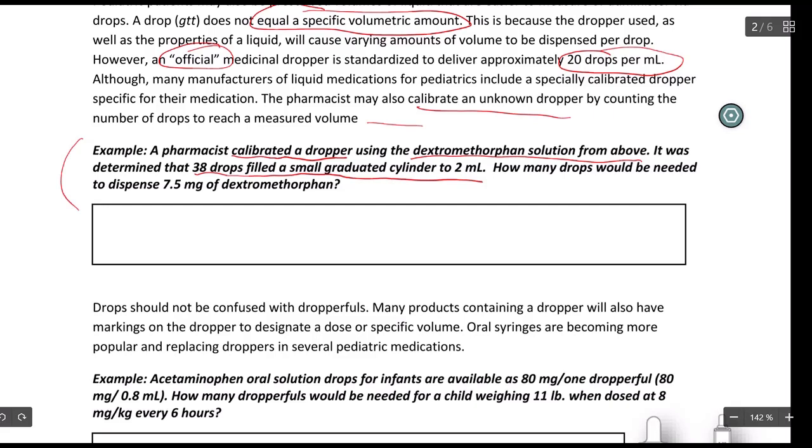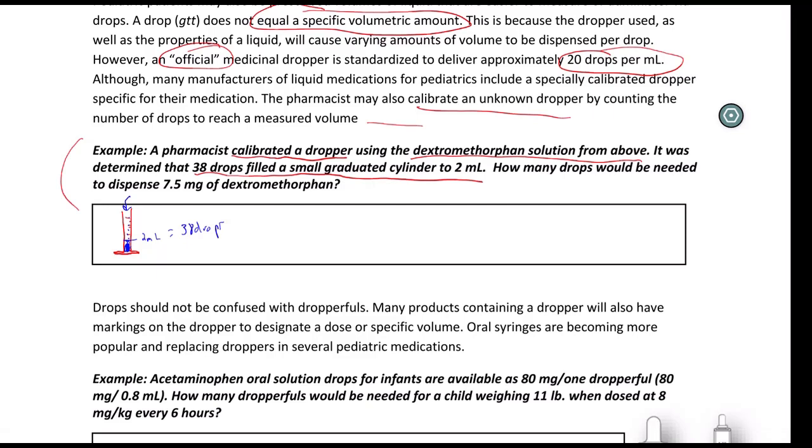So this is how you can calibrate a dropper, right? You're going to have a graduated cylinder, and you're going to start to drop from your dropper down into the graduated cylinder. And you're going to count the number of drops. What this pharmacist did is they kept dropping into there until they got to the 2 ml mark. When they got to the 2 ml mark, they counted 38 drops. That's what filled the graduated cylinder to 2 mLs.